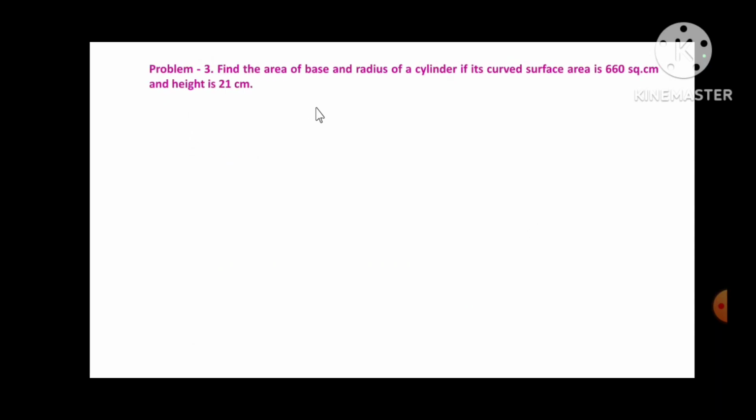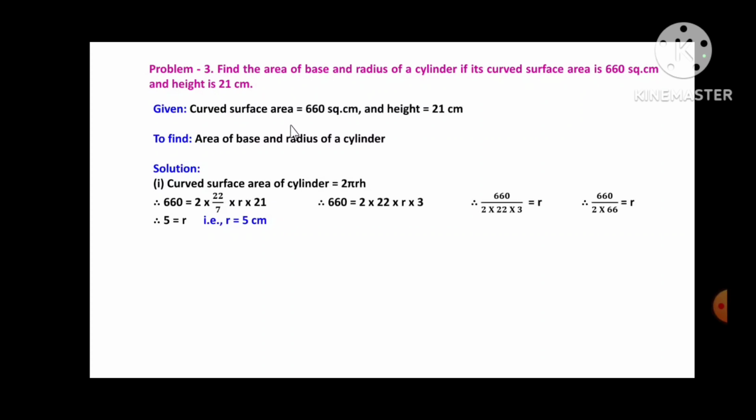Problem number 3. Find the area of the base and the radius of the cylinder if its curved surface area is 660 square centimeter and height is 21 centimeter. Friends, here the given things are curved surface area, 660 square centimeter, and height, 21 centimeter. We have to find out the area of the base and radius of the cylinder.